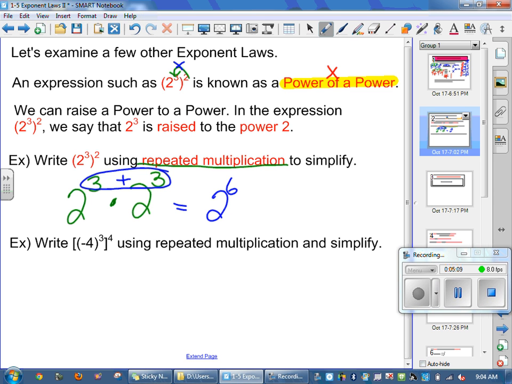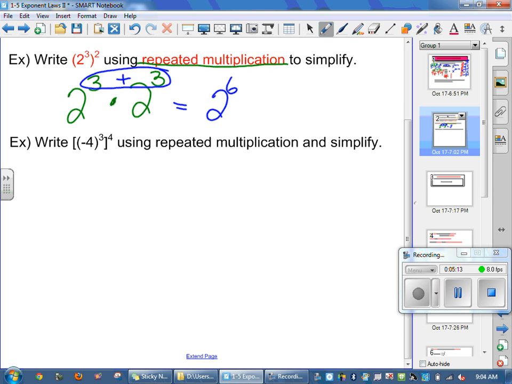So now what is this guy telling me? How can I write him as repeated multiplication? What is the outside 4 telling me?